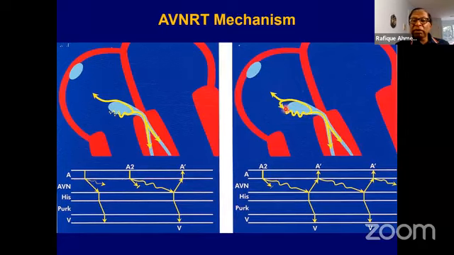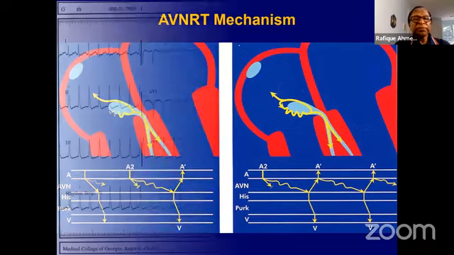Because the AV node is in the middle, the P wave and QRS complex are happening at the same time. And that's why you will not see the P wave. Or even if you see it, you will see it either immediately before or immediately after the QRS complex. And that's the typical example of AV node reentry.